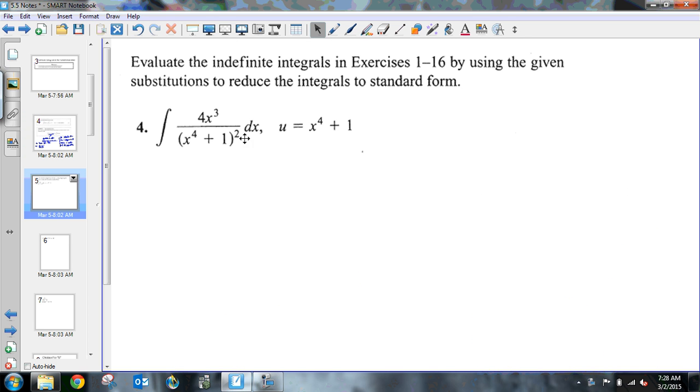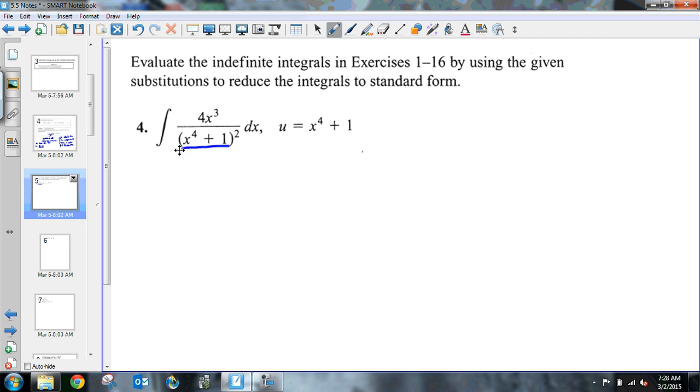Okay, now what we're going to do is something called u substitution. Now what I want to do is integrate this function, 4x cubed over the quantity x to the fourth plus 1 quantity squared. Now, I don't have a rule for this, okay, but here's what I notice. If I look at this function in here, x to the fourth plus 1, I see a form of its derivative in my numerator. Okay, and that's kind of interesting.